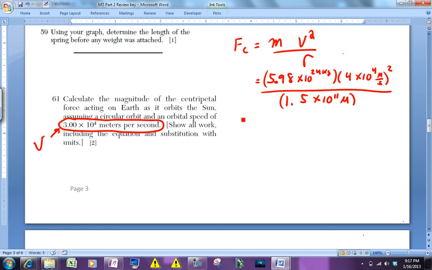Take the powers of 10 and the regular number part, if you will, separately. So this is 5.98 times 3. Sorry, that's my mistake. 3 squared is going to give you 9. And then 1.5 on the bottom, like this, times 10 to some power.